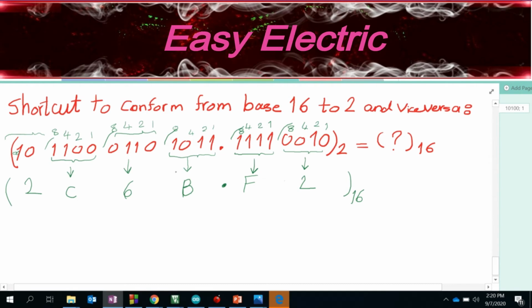Suppose you have this number 2C6BF2 in base 16 and I'm asking what that number is in base 2. You know this shortcut, so you say each of these digits should be represented with 4 bits, and that 4-bit binary represents the digit's value in base 10. So 2 is 0010 in base 2. F is 1111. B is 1011. 6 is 0110. C is 1100, and 2 is 0010. So the opposite works too.